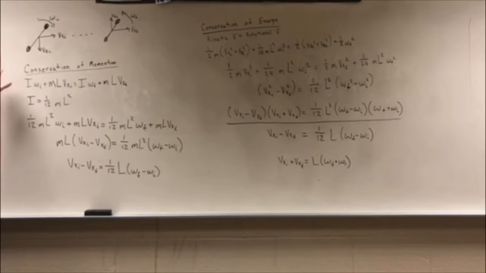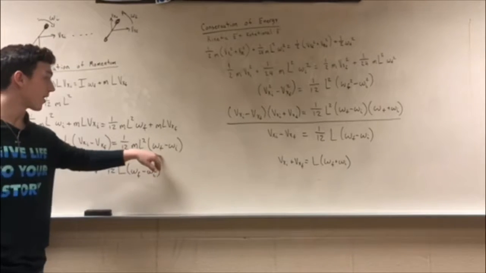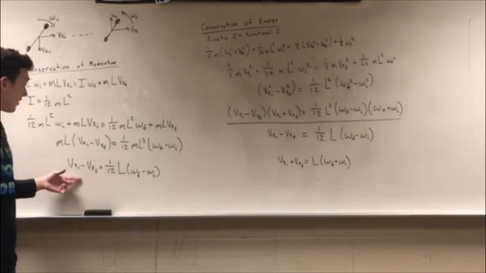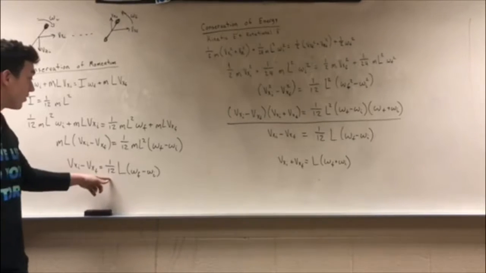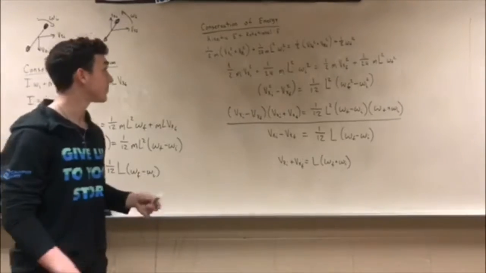So first, I solve for conservation of momentum, starting with this equation, and substituting the I in as 1/12 ml squared, and plugging that all in, we are left with ml times Vx initial minus Vx final equals 1/12 ml squared times omega final minus omega initial. As you can see, the ml's will cancel, and we are given the equation Vx initial minus Vx final equals 1/12 L times omega final minus omega initial.